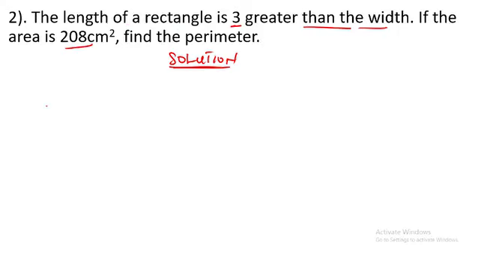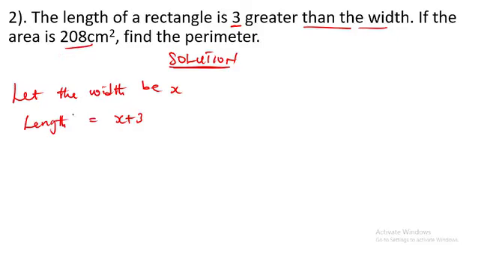Okay, so we start. Let the width be x. If the width is x, then it means that the length of the rectangle is then equal to x plus 3, because we are told that the length of a rectangle is 3 greater than the width. So if width is x, it means that the length is what? x plus 3. Do we not understand?